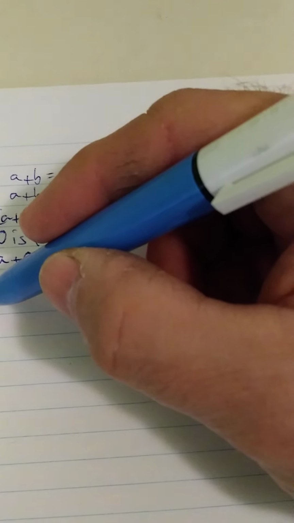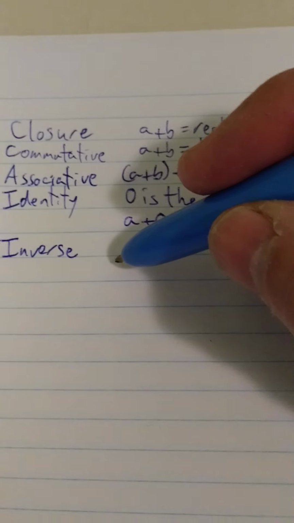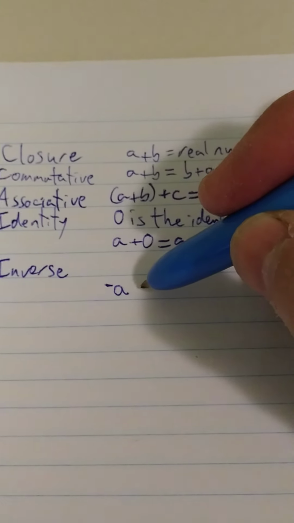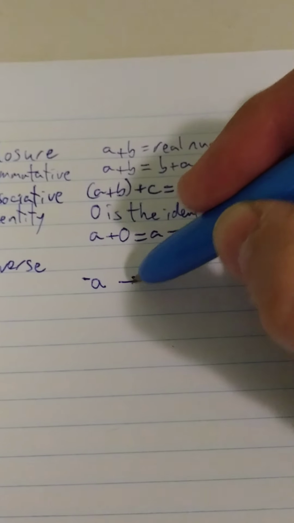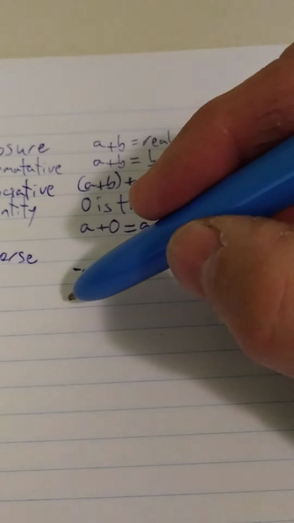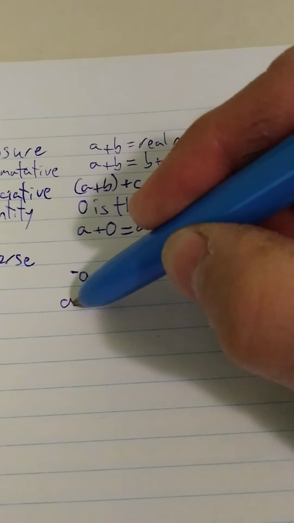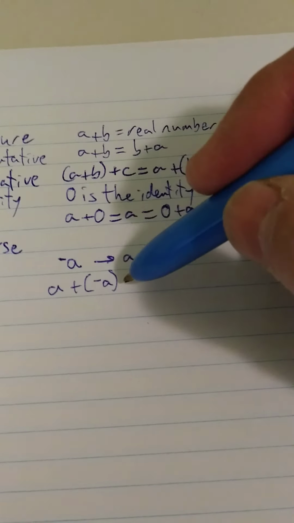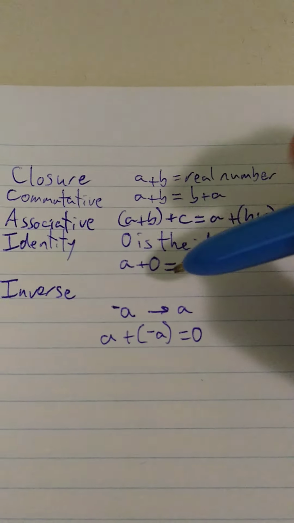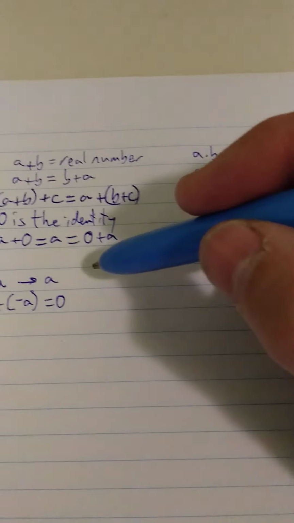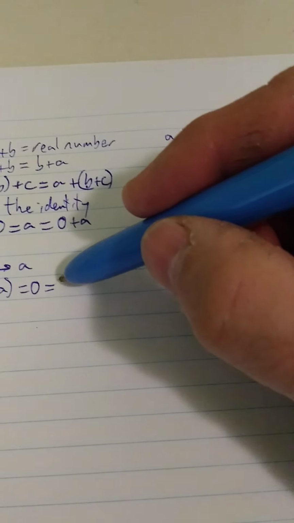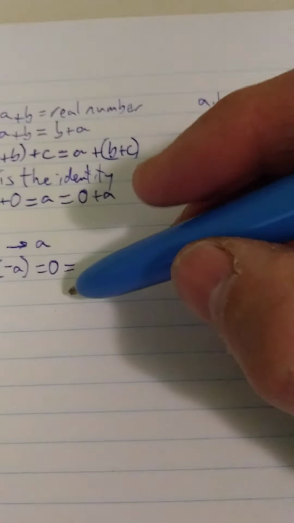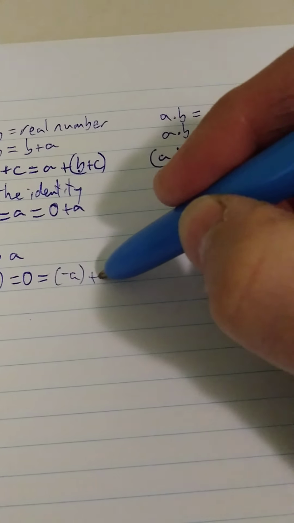So for adding, the inverse for adding is a negative number of a real number. So negative a would be the inverse of a. And to illustrate that point, I'm going to go a plus, and then I'm adding the inverse, which is negative a, and I get 0, which is the identity in adding. And then I'll do this also to show that it conforms to the commutative property. So that would be negative a plus a. You still get 0.